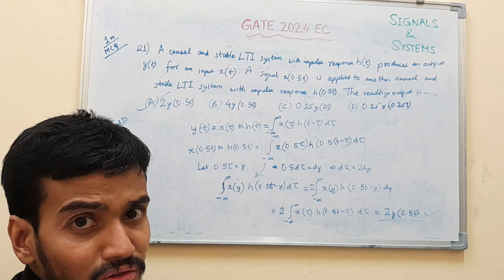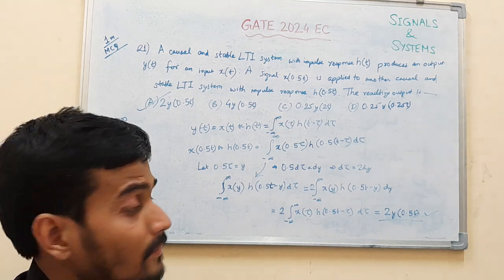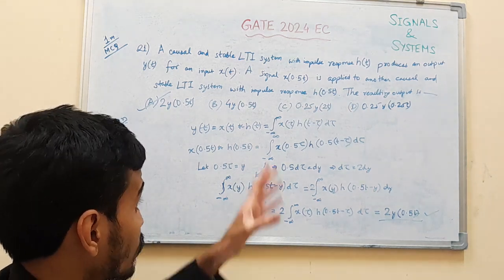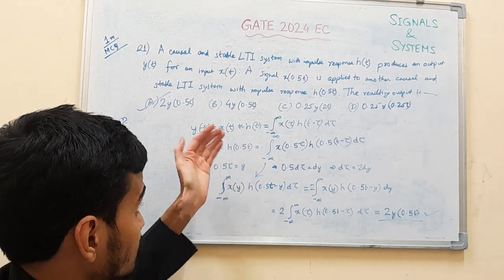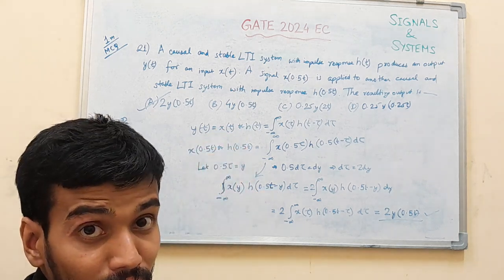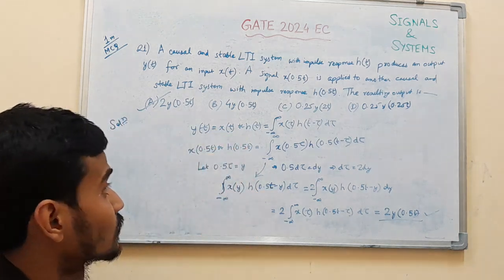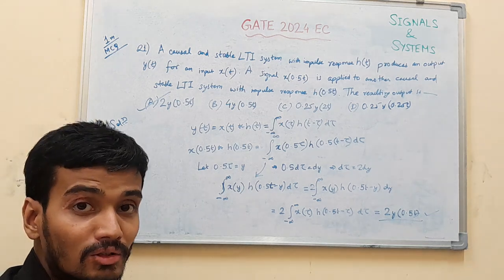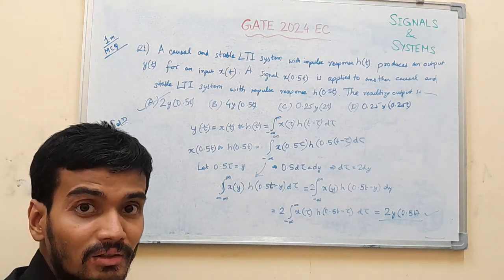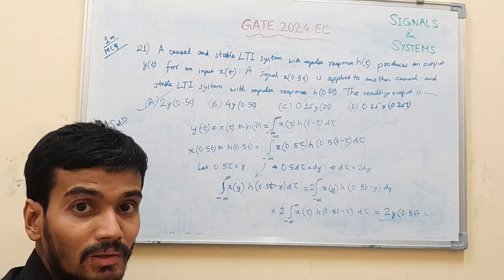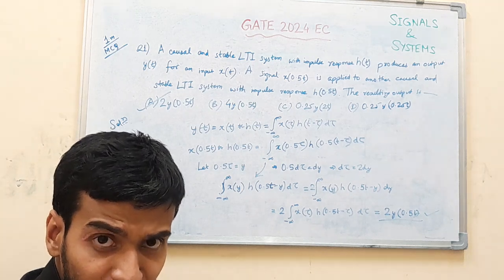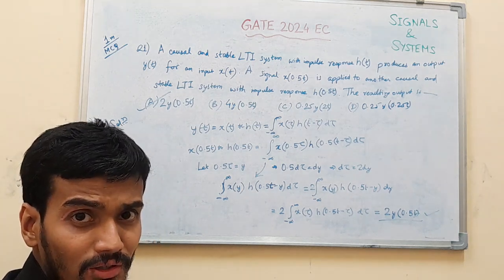I solved and explained the process using the standard mathematical definition of continuous time convolution, showing the proper steps and explaining in detail. Hope this is clear. If you have any doubts or queries, please feel free to ask in the comment section. And that's all for the solution to this question.